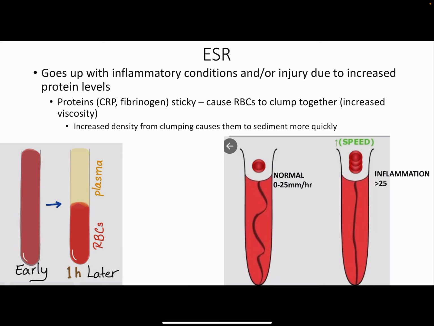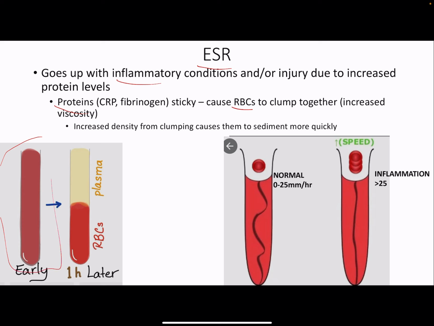The erythrocyte sedimentation rate. So this goes up with inflammatory conditions. Inflammatory conditions produce various proteins like C-reactive protein and fibrinogen. Extra proteins are kind of sticky and they cause the red blood cells to be glued together. This increases the viscosity, making it a little bit more syrup-like.